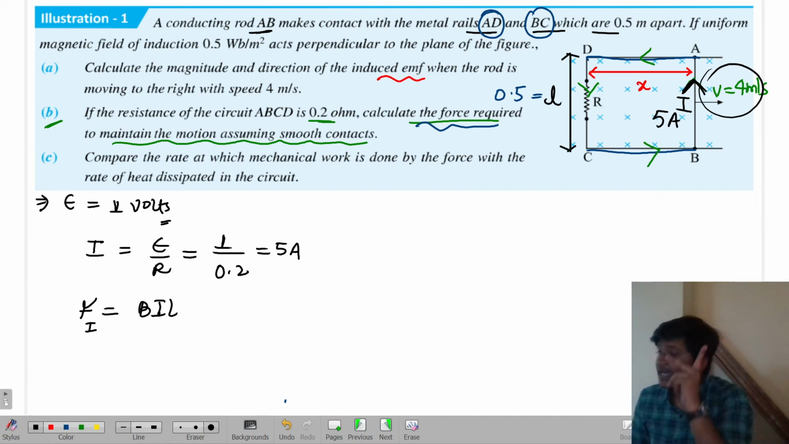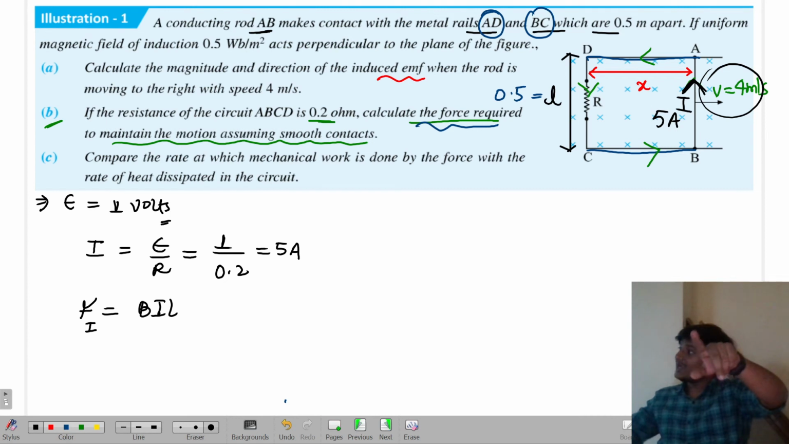Now look over here. When I am calculating this force using BIL, I will shift my hand from right hand to left hand. Why? Because now we are talking about the motor case, how much force is generated due to the current. Are you able to understand the shifting or not? When I was required to find the direction of current, I used the right hand. When I am asked to calculate the direction of force, I am using the left hand.